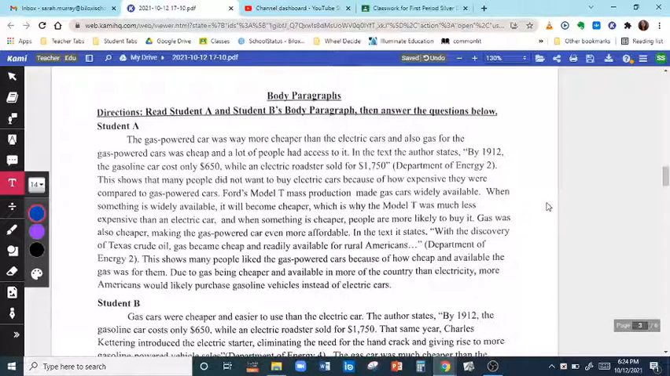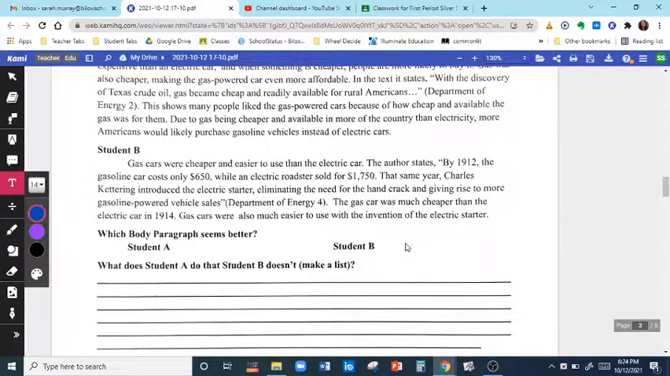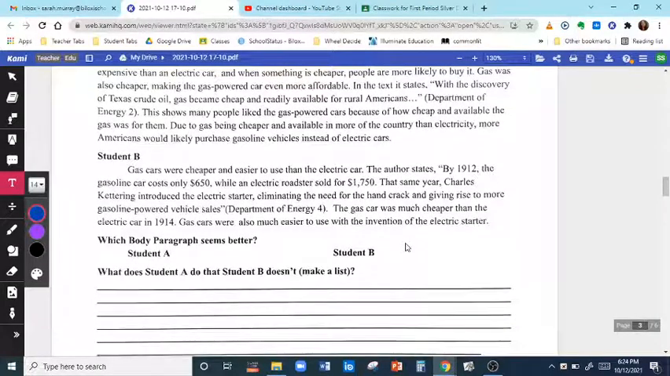All right, ladies and gentlemen, we are looking at body paragraphs now. So, if you read the directions, read student A and student B's body paragraph, and answer the questions below. Again, you are going to have to do this on your own. So let's go ahead and start off with this first question.